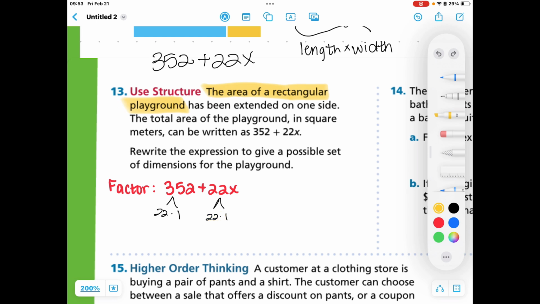So 352 divided by 22, that works out. 22 divided into 352, I need 16. It's going to be a 16. So that tells me that 22 gets pulled out, leaving me with what on the inside of the parentheses? Well, a 16 got left behind. That plus sign needs to come along with me, and a 1x got left behind.